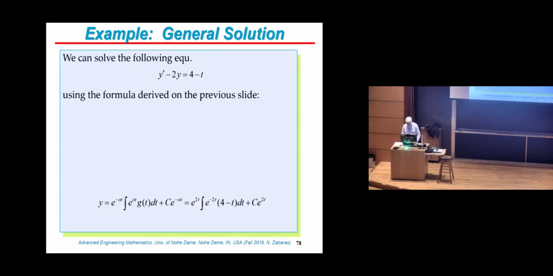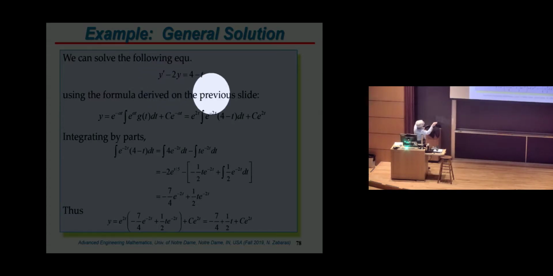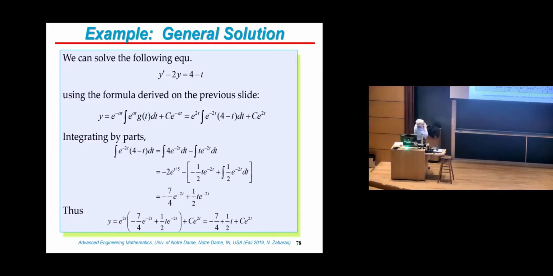If you take one particular application of this, all right? So if your equation looks like this, you can use the general form of the equation I have. In this case, a is minus 2. So I plug in here e to the 2t and e to the minus 2t. G is 4 minus t. If you do the integration, this is the general solution that you get for this ordinary differential equation.